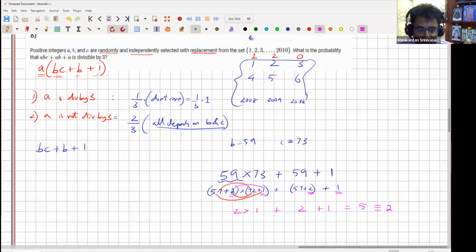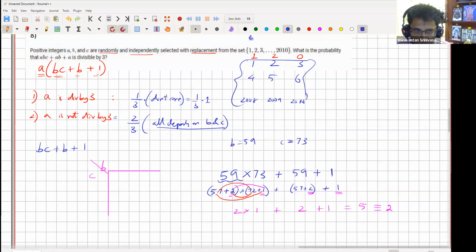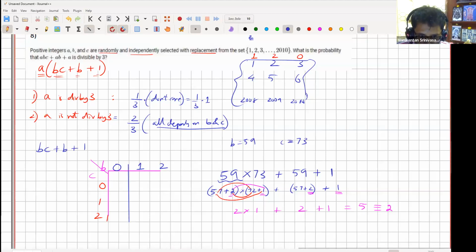Now it's easy to figure out, right? So let's put B on one dimension and C on the other. I'll just draw this and then you'll see for yourself. So this is B, and this is C. B could leave a remainder of 0 or 1 or 2, and similarly, C, when you divide by 3, could leave a remainder of 0 or 1 or 2. So let's now fill this grid. We'll make a grid here, so it's easy.